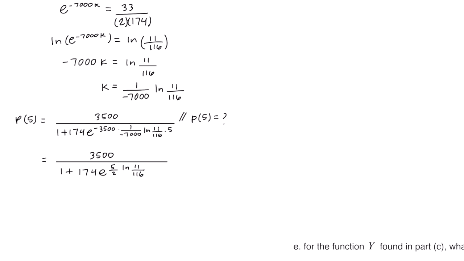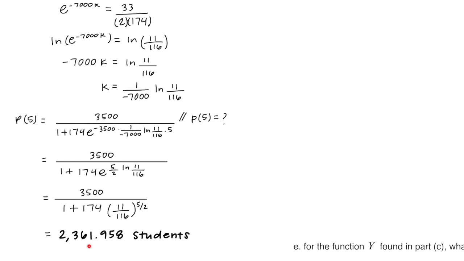So next, we've been doing this in this chapter. I want to bring this 5/2 up to the exponent so it brings the e to the ln together, because when e is raised to the ln, those undo each other and it brings that expression down. So finally, we have 3,500 over 1 plus 174 times 11 over 116 to the 5/2, and I'm going to plug this into the calculator. So we end up getting, after 5 hours, 2,361.958 students have heard the rumor.